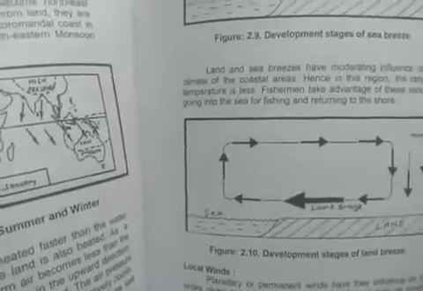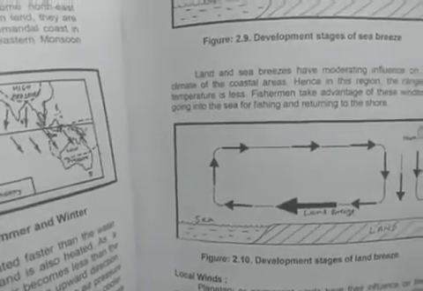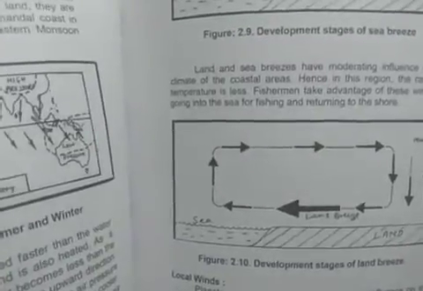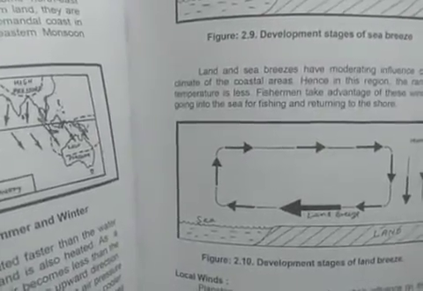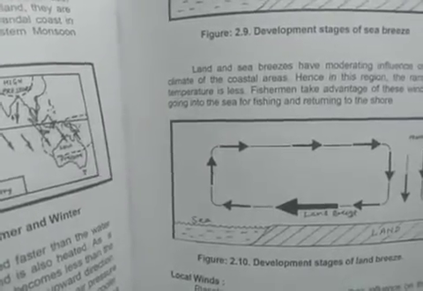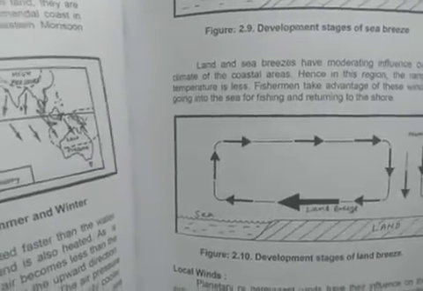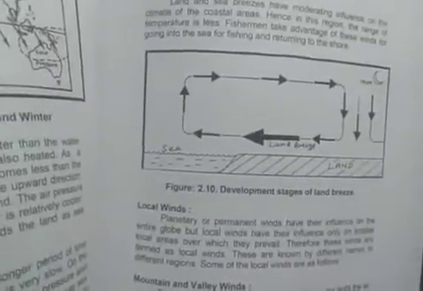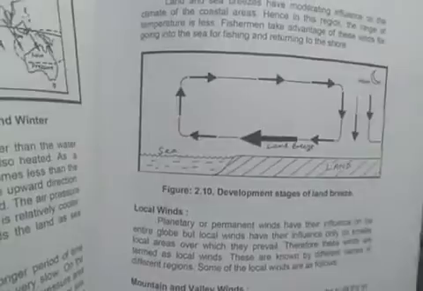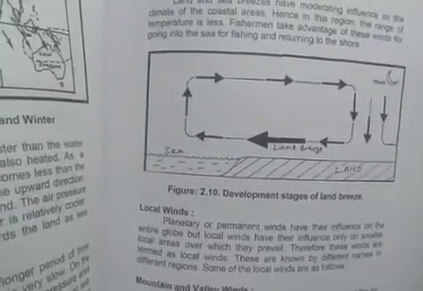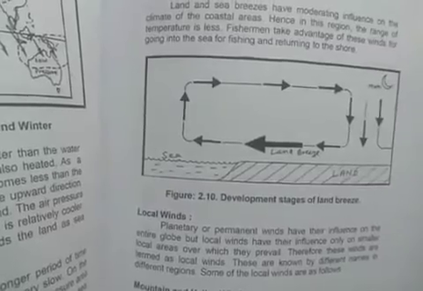Land and sea breezes have a moderating influence on the climate of the coastal areas. Hence, in this region, the range of temperature is less. Fishermen take advantage of these winds for going to the sea for fishing and returning to the shore. Figure 2.10: Development stages of land breeze. At night, land breezes blow towards the sea.